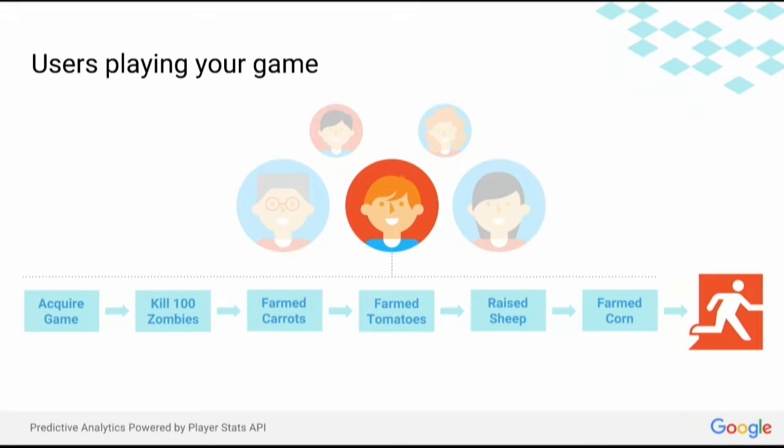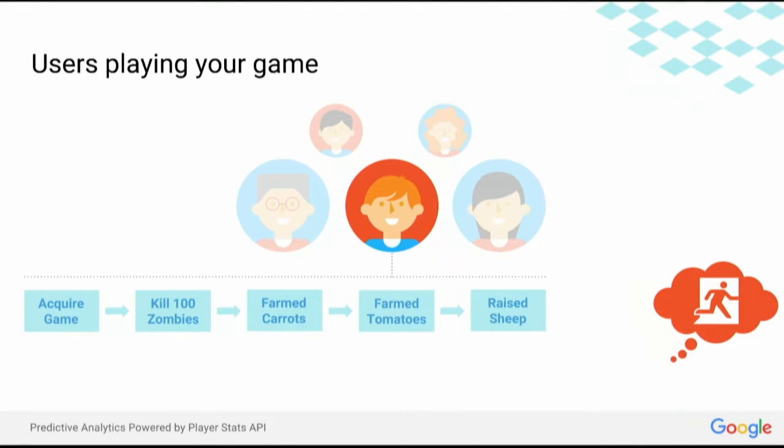So if your game is connected to Google Play Game Services, as users are playing your game, we're actually building very detailed time series of what users are doing in the game. So let's say that you have a game about killing zombies and farming. So here's a sample user in the game. He's acquired your game, he's gone and killed 100 zombies, he's farmed some stuff, he's farmed some carrots and tomatoes, raised sheep, he's farmed corn. But ultimately he's gonna end up leaving your game.